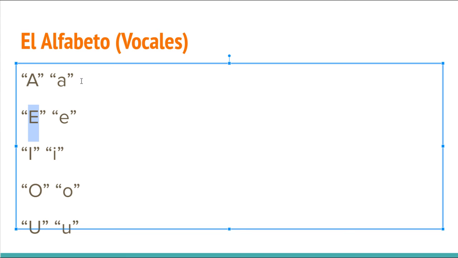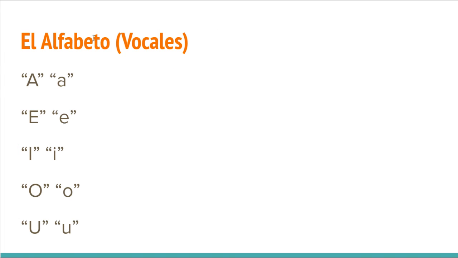In Spanish, that doesn't happen. A is always A, E is always E, I is always I, O is always O, and U is always U. And those are the vowels, las vocales.